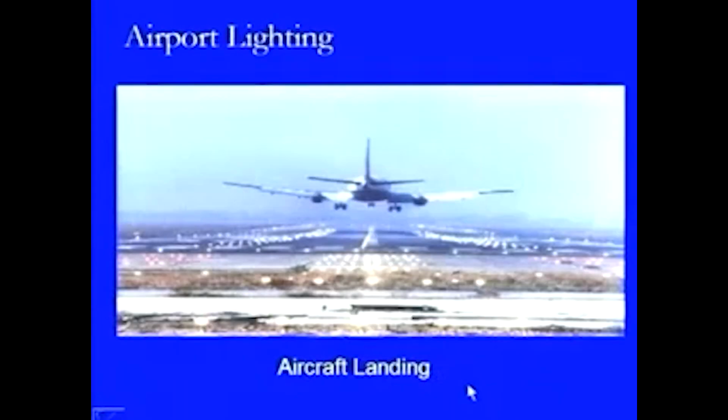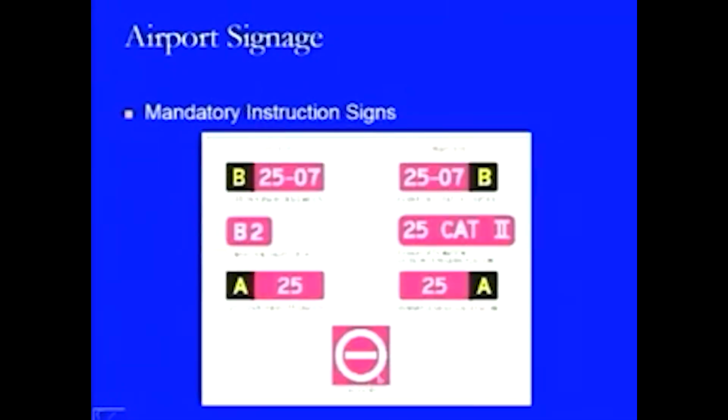So, from this difference between the two lighting systems, we can easily see which one is the landing side and which one is the takeoff side. Now, we come to the signages. Airport signages are the mandatory instruction signs, like these types of signs we can see at any airport.